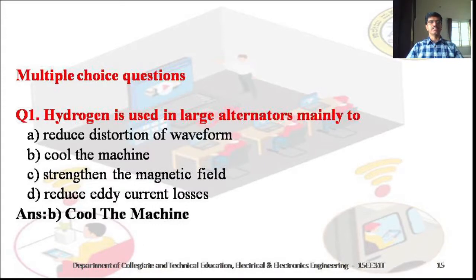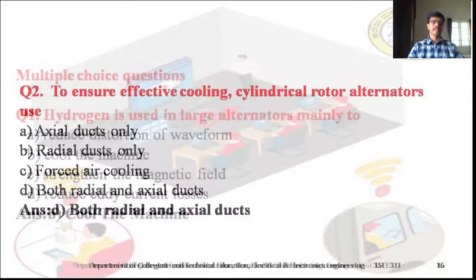So now if we look at the multiple choice questions, the first one is: hydrogen is used in large alternators mainly to reduce distortion of waveform, cool the machine, strengthen the magnetic field, or reduce eddy current losses. So here, we will not use hydrogen gas to reduce waveform distortion. Cooling the machine is the most important. So we cannot strengthen the magnetic field, and we cannot reduce the eddy current losses. So the answer is: in order to cool the machine, we can use hydrogen gas.